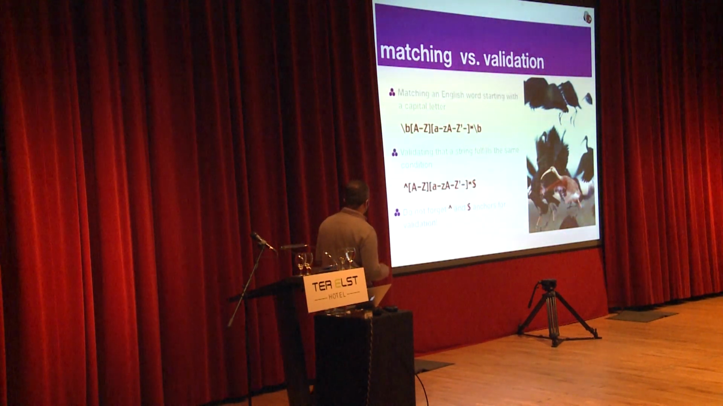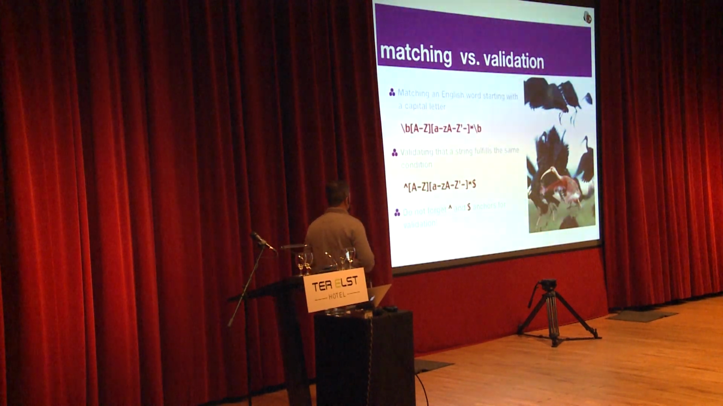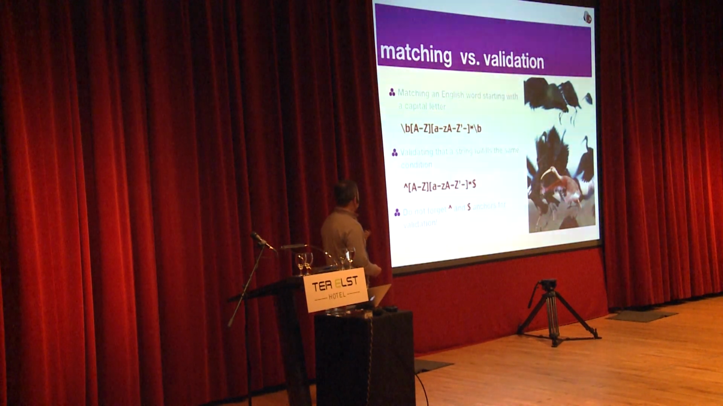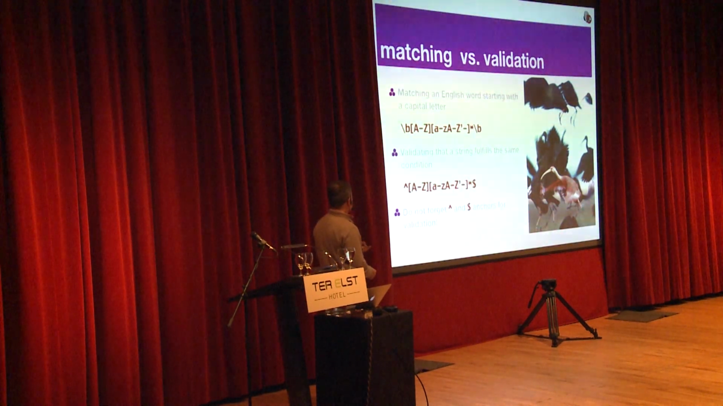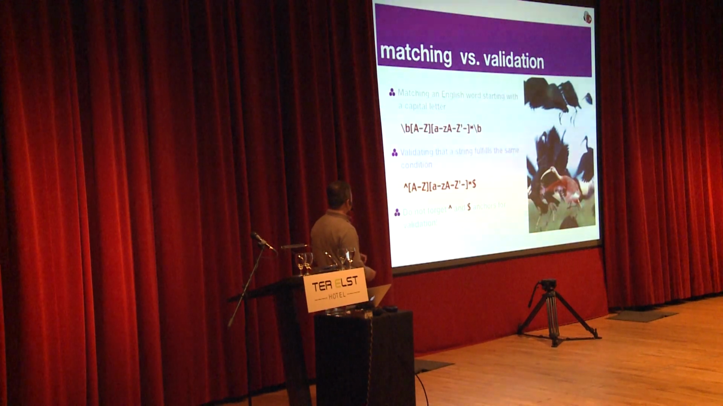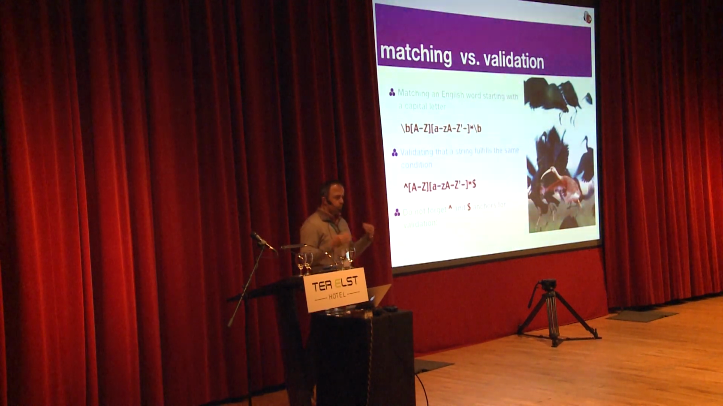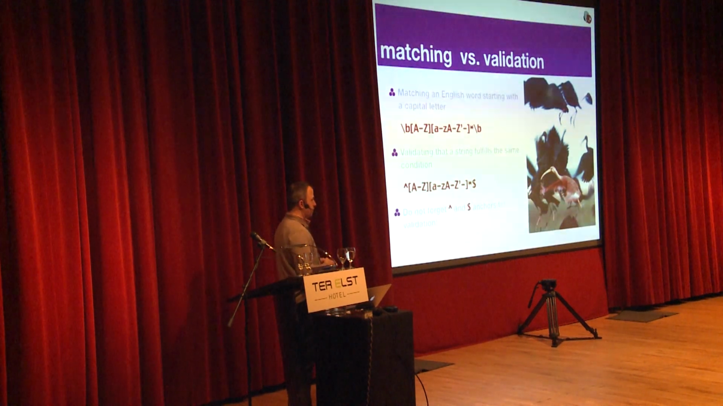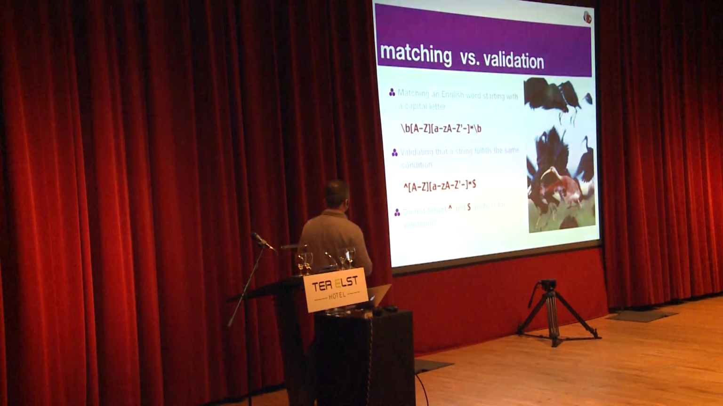So if you're trying to match an English word that starts with a capital letter, yeah, you can say, okay, capital letter from A to Z followed by lowercase letters, dashes, and apostrophes zero or more times. You have to put boundary conditions in, which are the word boundaries. Otherwise, it just may match part of a word, right? Even though it matches that regular expression.